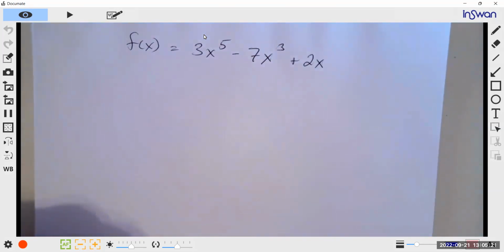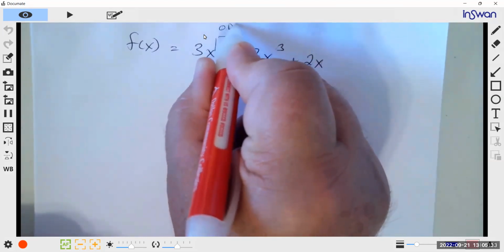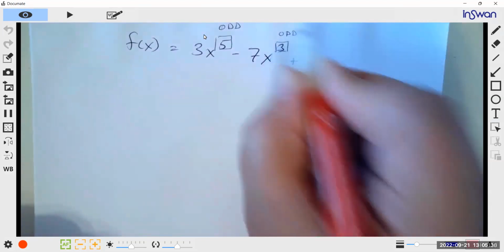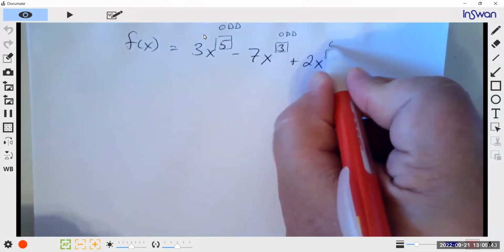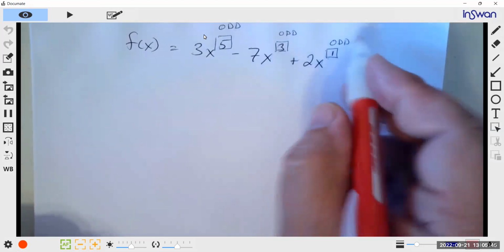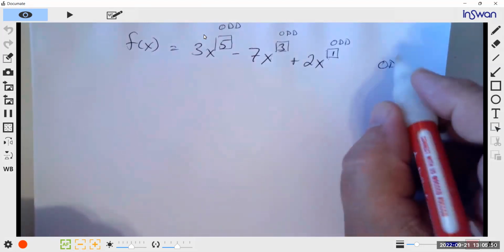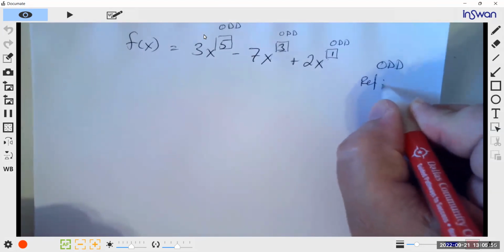Is this function odd, even, or neither? Well, we could just look at it. Look at the exponents. That's odd. That one's odd. And this one, since there's nothing there, it's actually a 1. It's also odd. They're all odd, so this is an odd function. Since it's an odd function, it's reflexive about the origin.